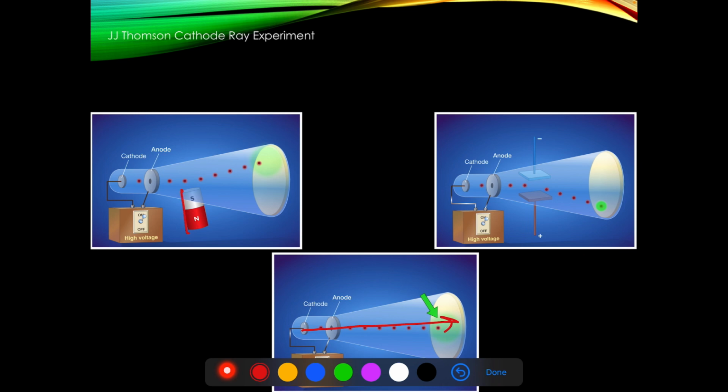He then put a magnet next to it. If the negative part of the magnet was next to the beam, it would deflect that electron beam away from the magnet. If he put a negative and a positive plate next to that cathode ray, that electron beam would get deflected away from the negative towards the positive. So it gave him an idea that this beam of, well, he didn't know electrons yet, but this beam of negatively charged things exists for electricity.